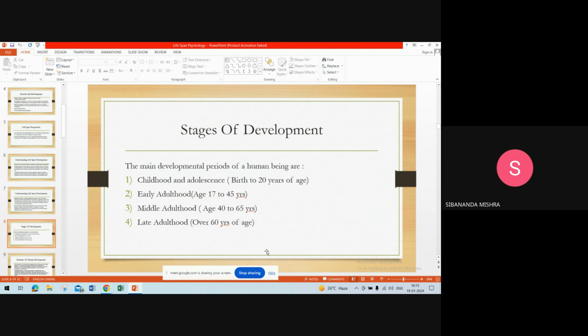Next is stages of development. The main developmental periods of human beings are childhood and adolescence. In childhood, you go through infancy, early childhood, middle childhood, next is adolescence, next adulthood, and then middle adulthood and late adulthood. Like that, you can differentiate in different ways. But here we have four categories: childhood and adolescence, early adulthood, middle adulthood, late adulthood.